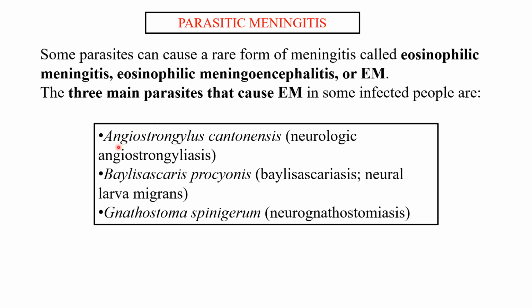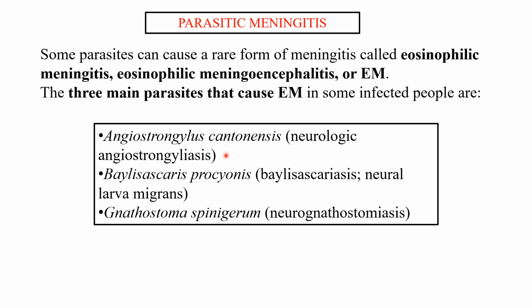For A. cantonensis, people get infected by eating raw or undercooked snails or slugs or contaminated produce. For Baylisascaris, people get infected accidentally by ingesting infectious parasite eggs. The eggs can be found in raccoon feces and environments such as dirt contaminated with raccoon feces. For Gnathostoma, people get infected by eating raw or undercooked freshwater fish, eels, frogs, poultry or snakes.